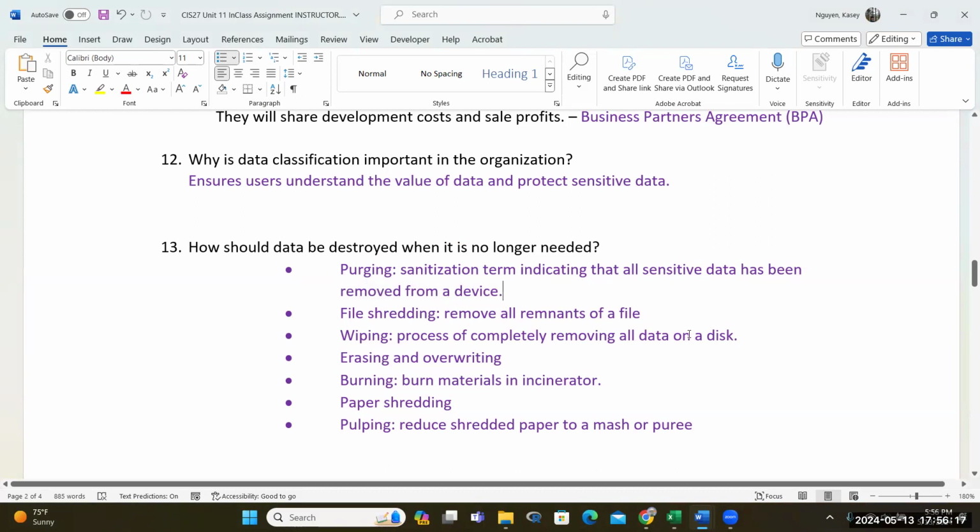So your server system, the drives on your server system that's no longer used, you need to sanitize them, right? Same thing when we talk about when we retired the system, we would purge. So when we purge, we sanitize.